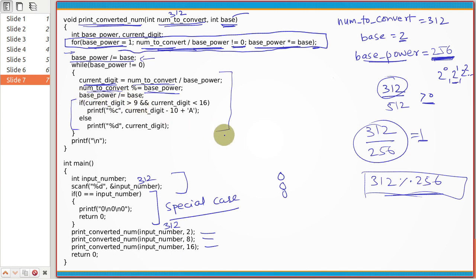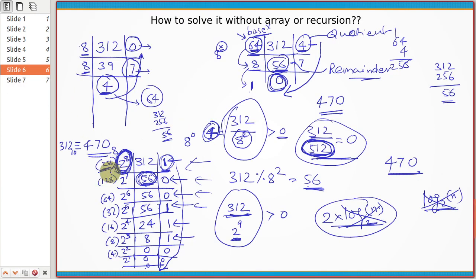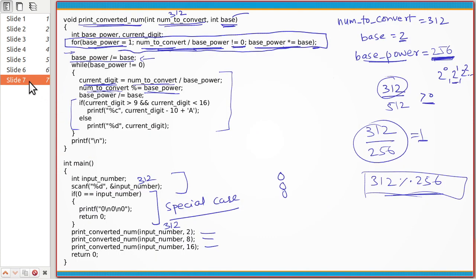So with this, what I am doing is this. I want to reduce base power every time, right? So that is that step.